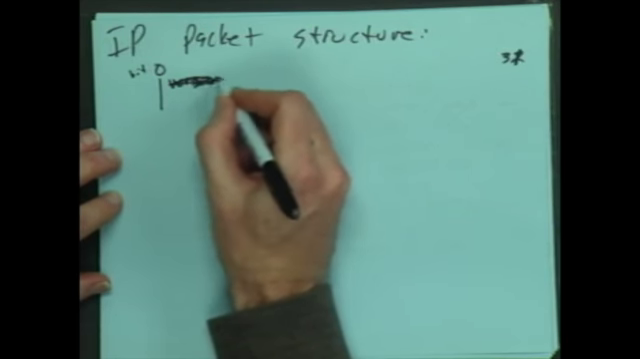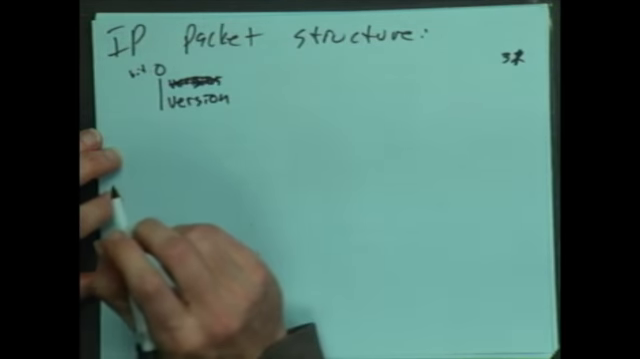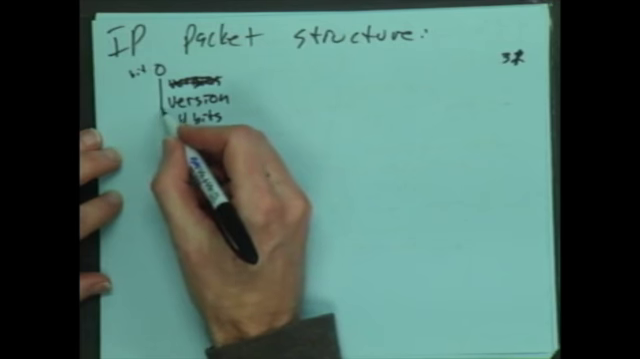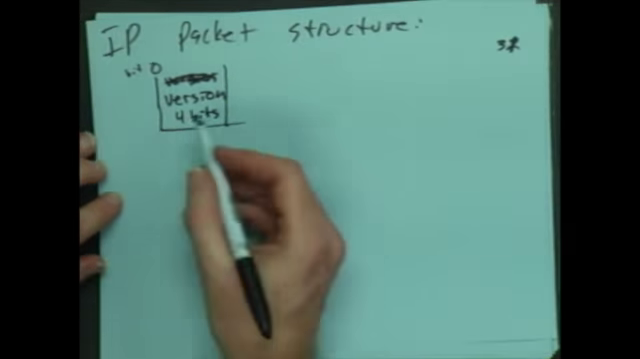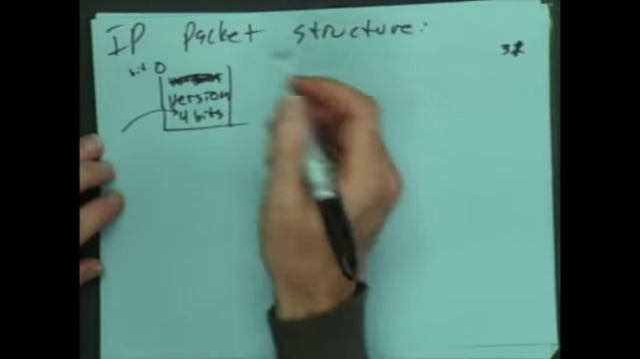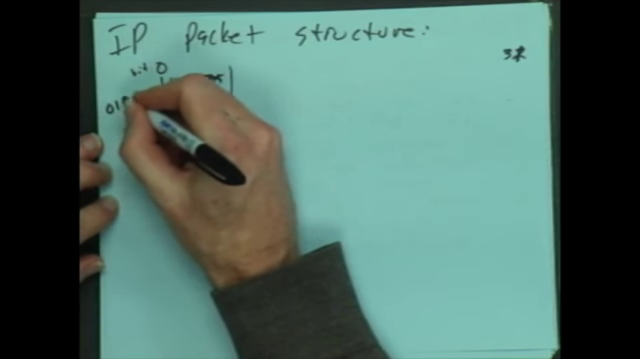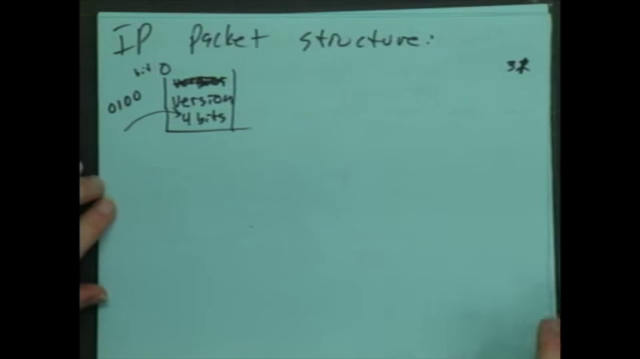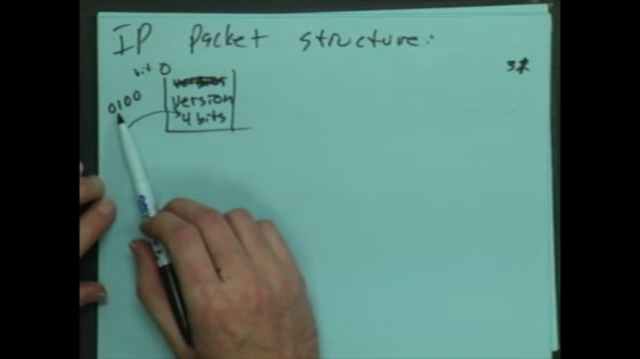Version, my goodness, I cannot write today. V-E-R-S-I-O-N. Okay, version. The version field is 4 bits. So the first 4 bits of the 32 is the version. Right now this is set to 0, 1, 0, 0. And you all know your binary math, right? 1's place, 2's place, 4's place, 8's place. We are in version 4, okay?